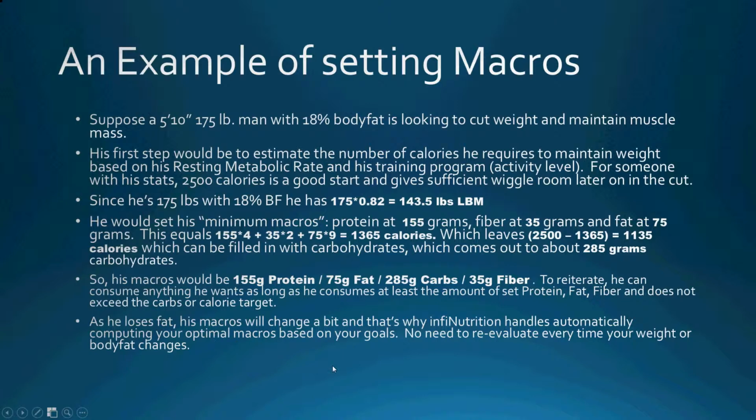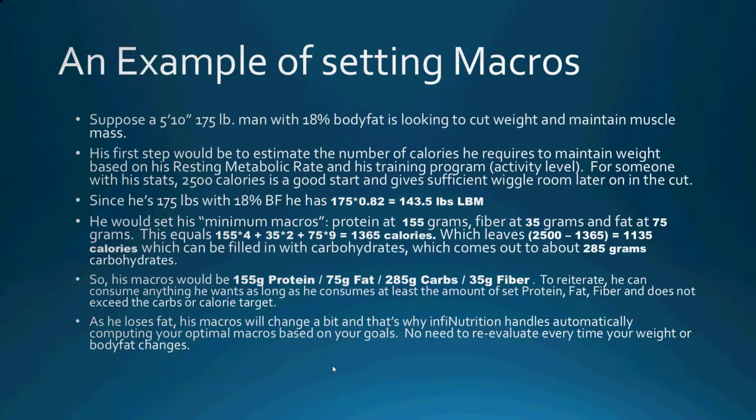So here's an example of setting macros. Suppose a 5'10", 175-pound man with 18% body fat is looking to cut weight and maintain muscle mass. His first step would be to estimate the number of calories he requires to maintain weight based on his resting metabolic rate and his training program or activity level. So for someone with his stats, I'd set his cutting calories at 2,500 calories. That's a good start, gives sufficient wiggle room later on in the cut.